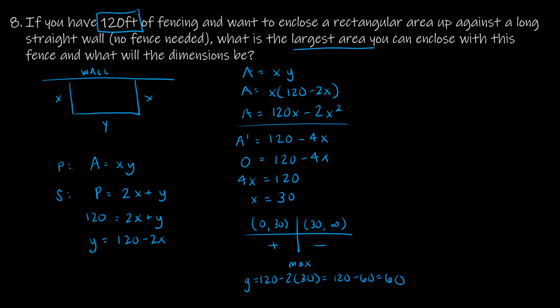So the largest area I can enclose is 30 times 60, which is 1,800 square feet with dimensions of 30 feet by 60 feet. So again, what is the area and what will the dimensions be? So I've answered both questions.